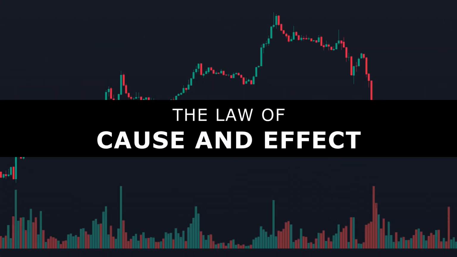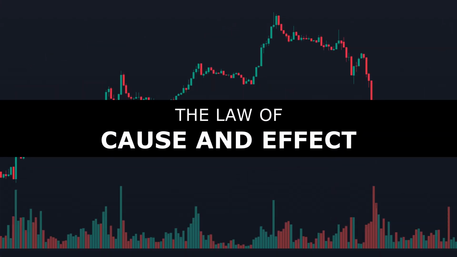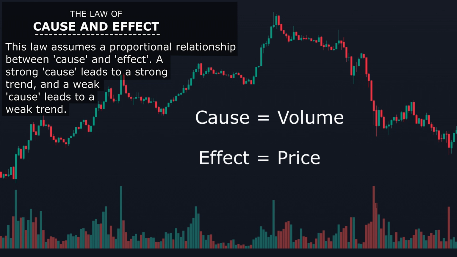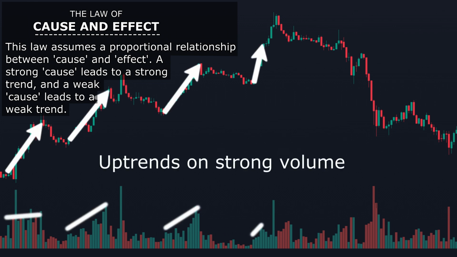The law of cause and effect. This law assumes a proportional relationship between cause and effect. A strong cause leads to a strong trend, and a weak cause leads to a weak trend.